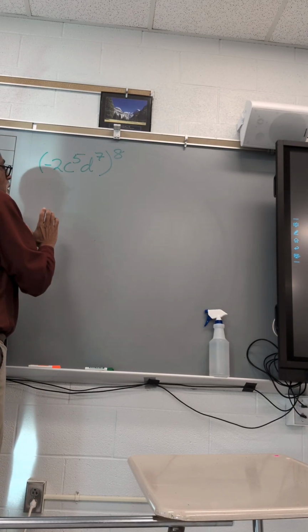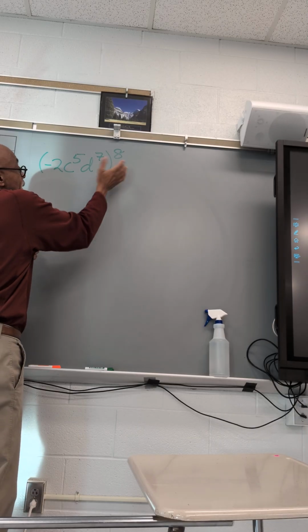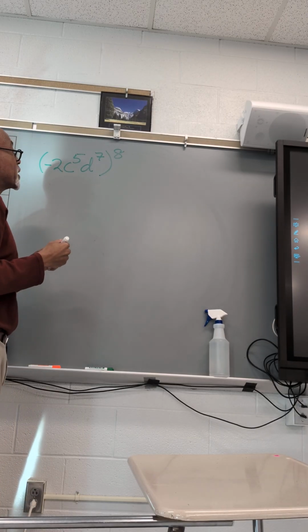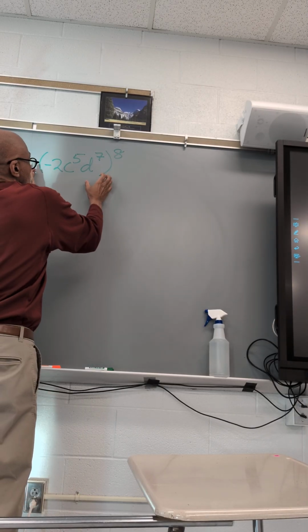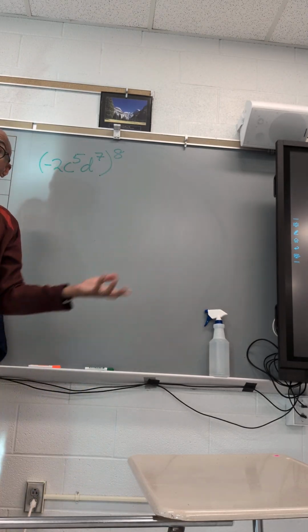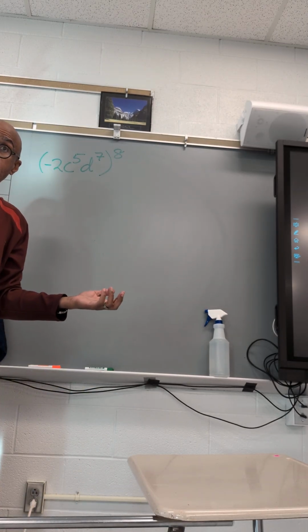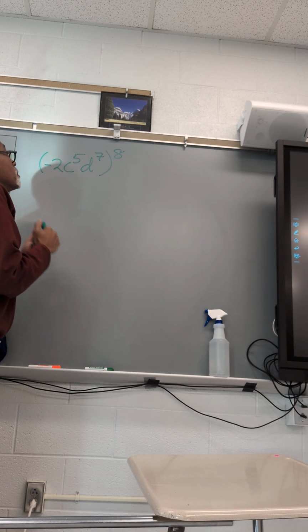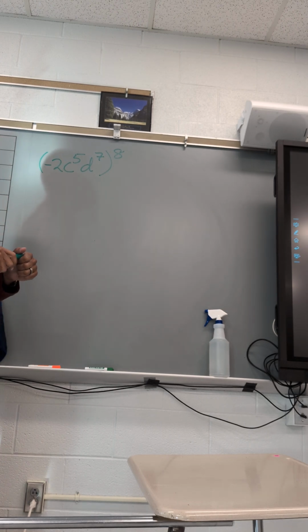Now, I don't want to confuse you too much. It is a special sort of multiplication, because you're actually taking this group and multiplying it 8 times. But there's a shortcut so we can do this quicker. Now you must remember this. You must.